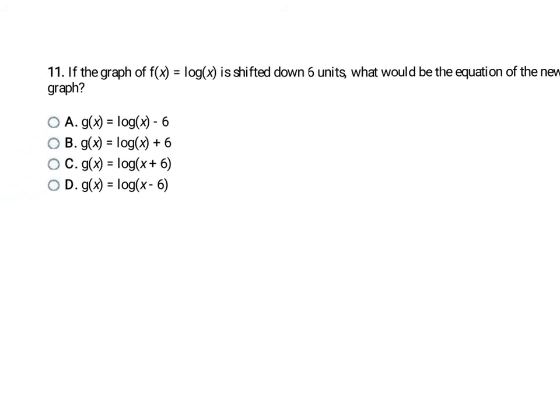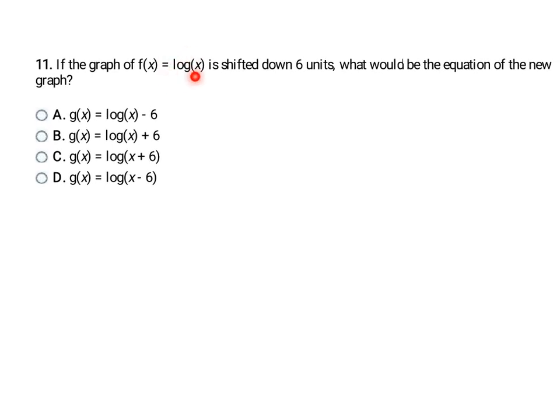This equation here, we're starting with a logarithmic function, and then we are shifting it down 6 units, so it wants to know what my equation is going to be. Well, when it's down or up, that means my number is outside of the parentheses, so 6 is going to be outside. And if I'm shifting down, it's subtraction, so that means my answer choice is going to be letter A.